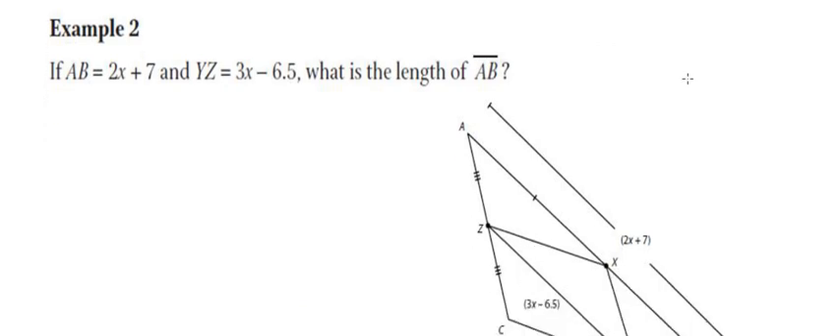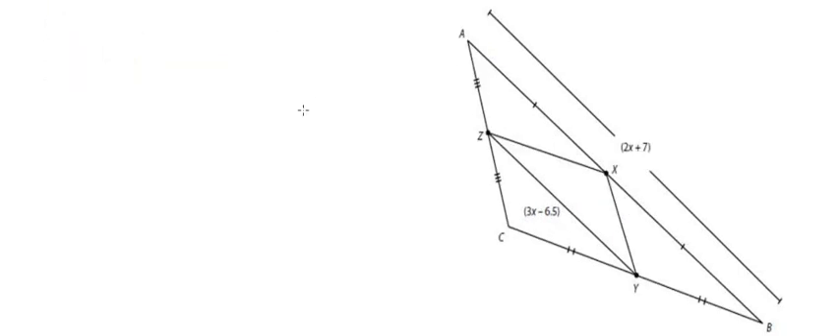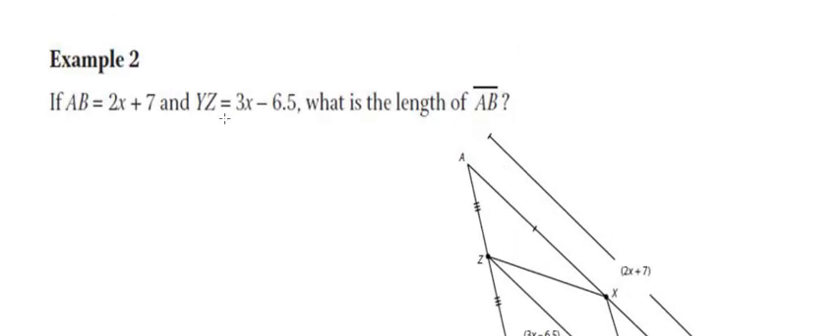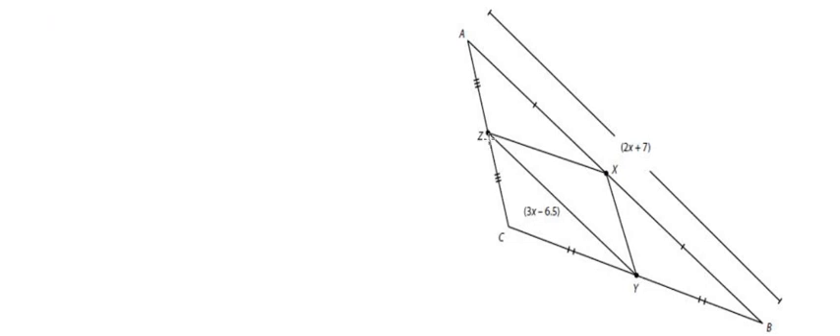All right, so here we are looking at an example where they're asking us to find the length of AB, and they've given us an expression for the value of AB and also an expression for YZ. So let's go look and see what we have here. We know that YZ, which is one of the things they give us, is 3x minus 6.5. Well, Z is the midpoint of AC, and Y is the midpoint of BC. So right here, I have a midsegment.